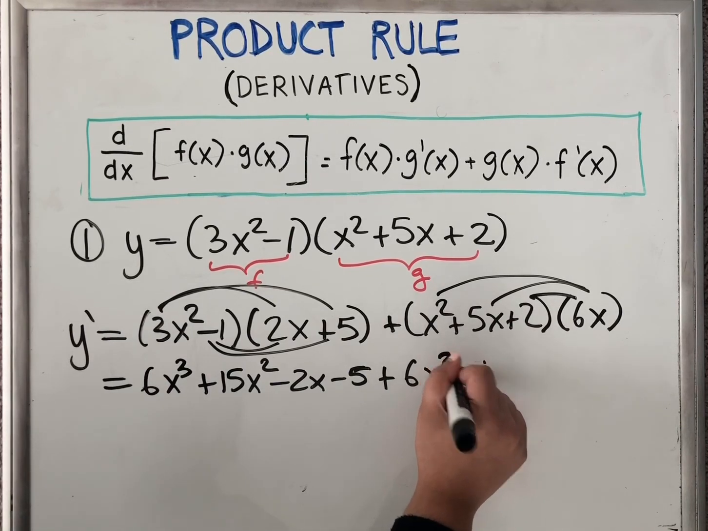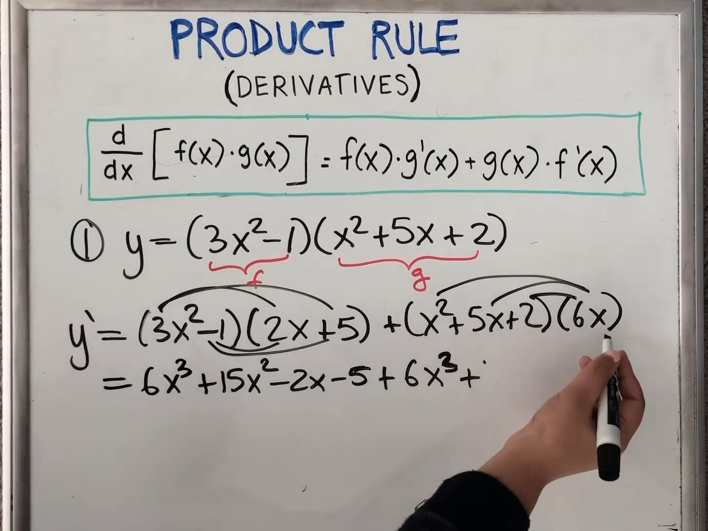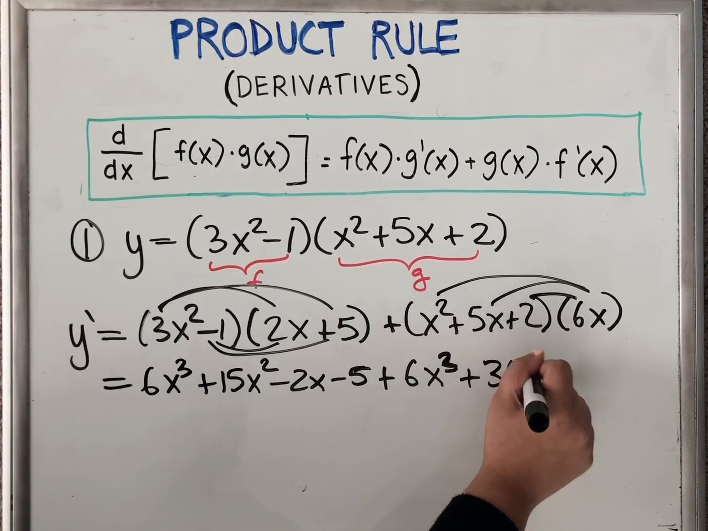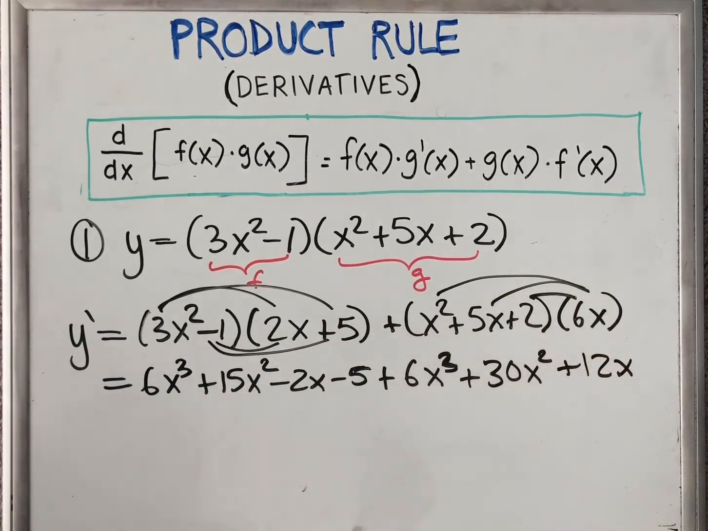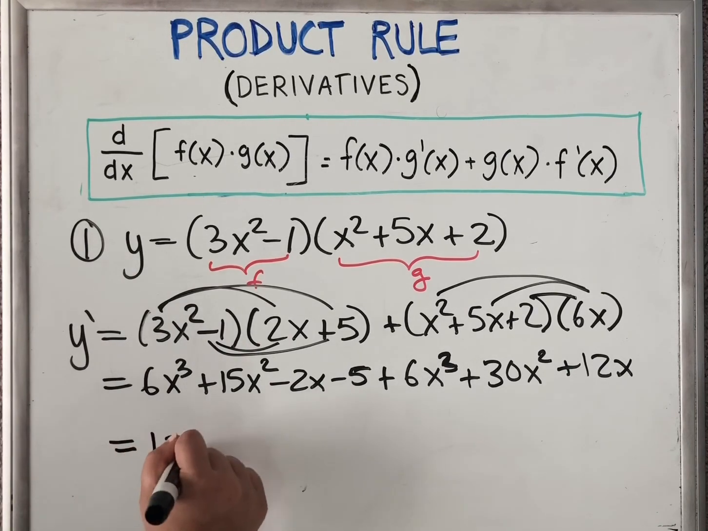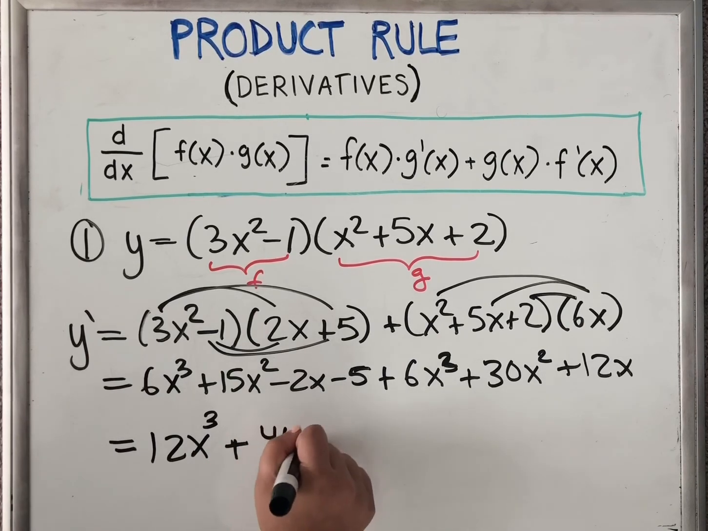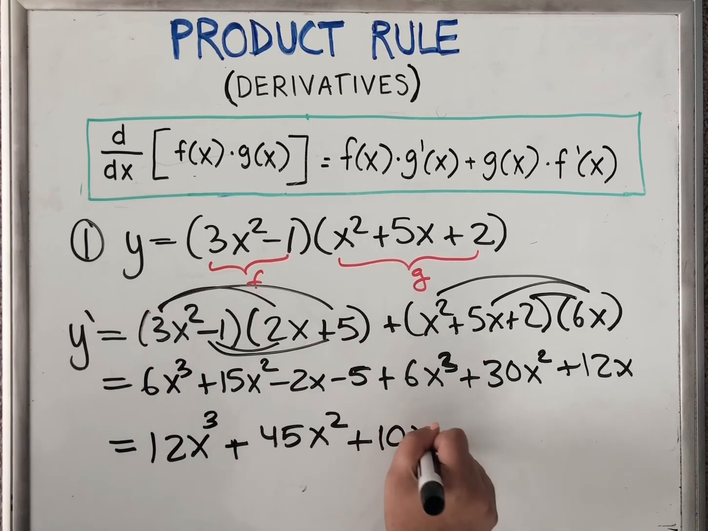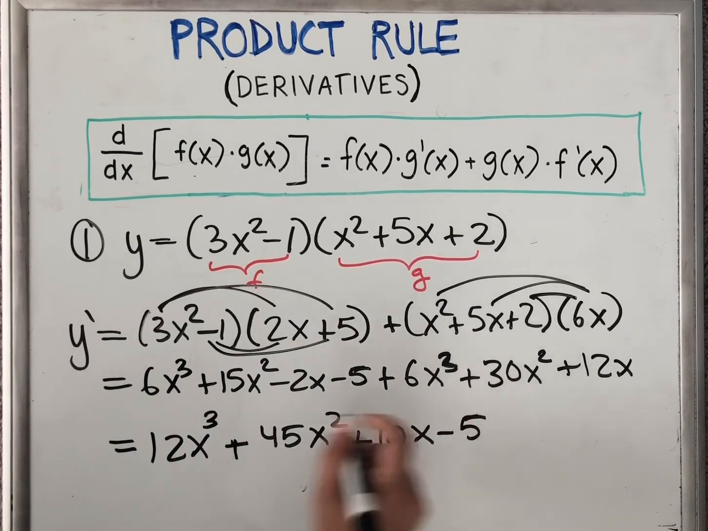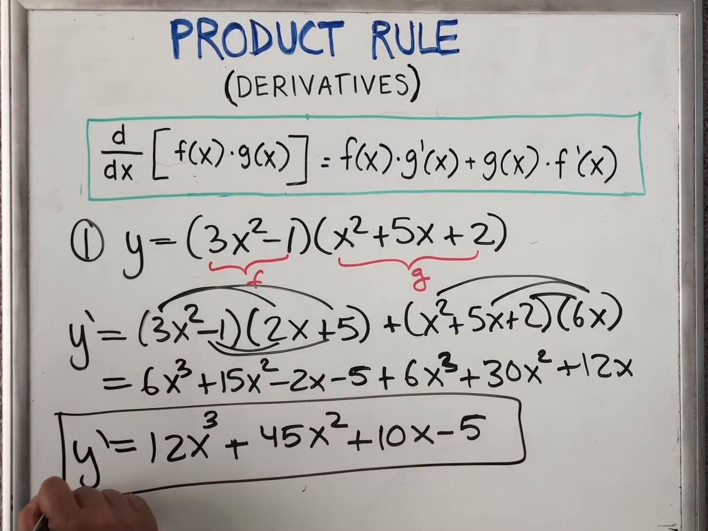6x cubed, right? Because 6x times x squared. And then 5x times 6x, so that would be a 30x squared. And finally plus a 12x. All right, and just combining like terms there, we should get 12x cubed plus a 45x squared plus a 10x and minus 5. So there you go. That would be your answer for the first one.